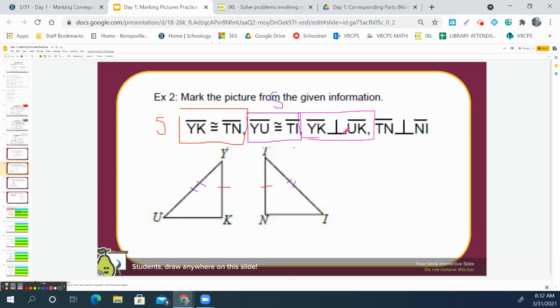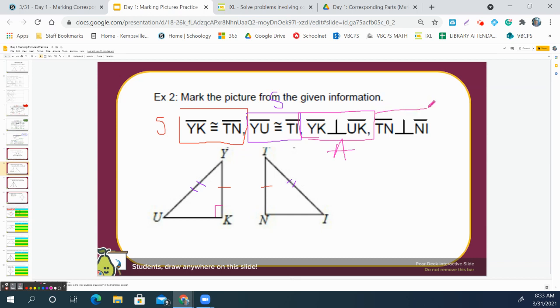What's this symbol? Perpendicular. So YK is perpendicular to UK. What does that mean? What does it mean when I say perpendicular? What's the so what from perpendicular? It's a right angle. Absolutely. So I'm giving you segments here, but what I'm coming away with is an angle. It's not enough to just translate. You've got to then give me a so what.